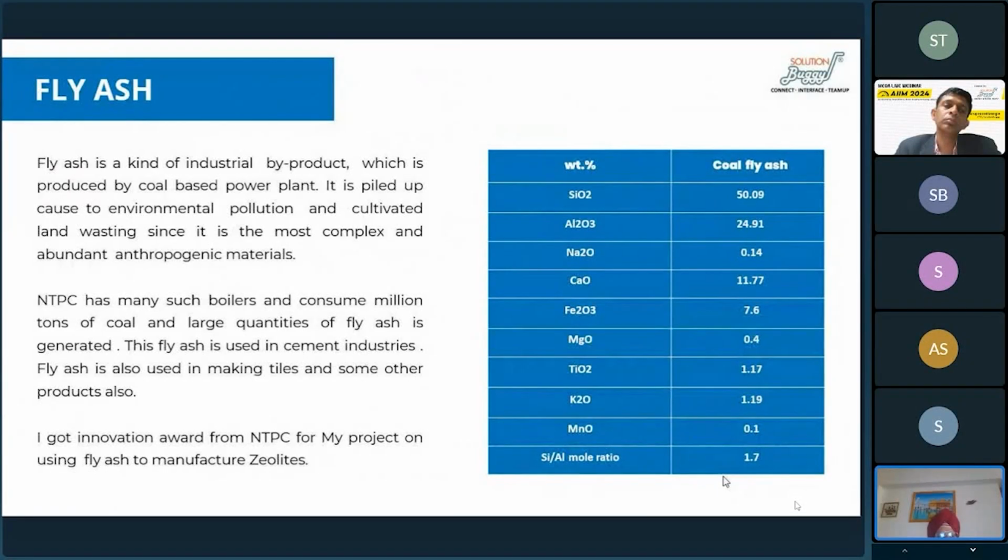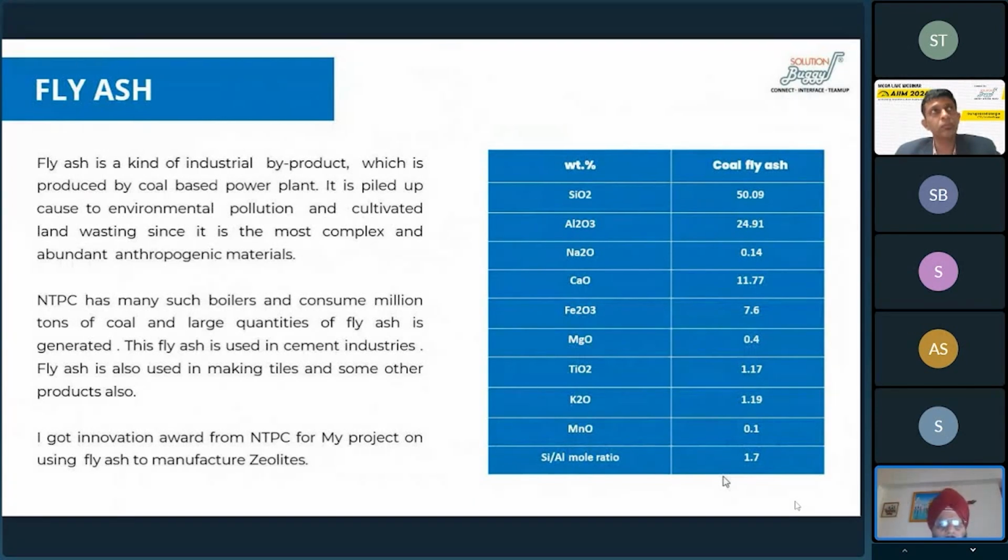And one best use of fly ash is in the cement industry, a part of it, but that is not enough, though it is regularly used, because it contains silica and alumina, which are components of the cement also. So there it can be used to some extent after modifying the fly ash.